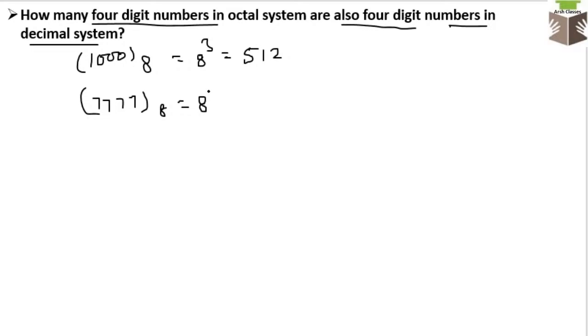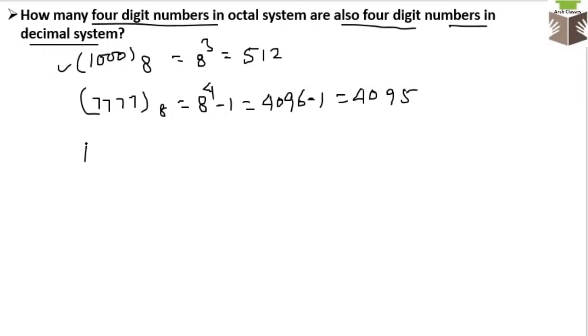And here the largest is 8 raised to the power 4 minus 1. 8 raised to the power 4 is 4096, minus 1 that becomes 4095. So this is a 4-digit number, guys, but 512 is not a 4-digit number. So we directly cannot subtract 4095 minus 512, because the question says the 4-digit number in octal should also be 4-digit in decimal. In decimal, the smallest 4-digit number starts from 1000, not from 512. So we need to take 1000.